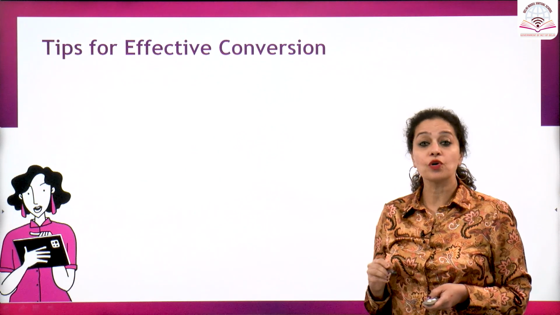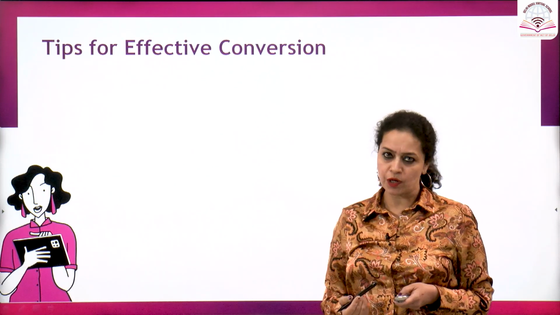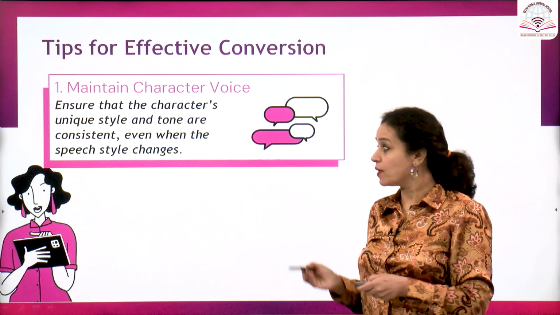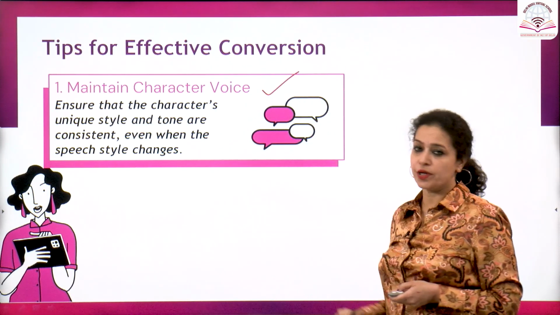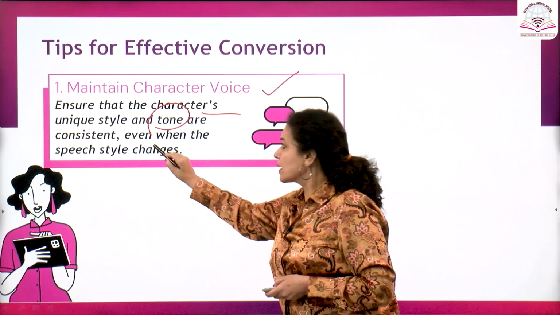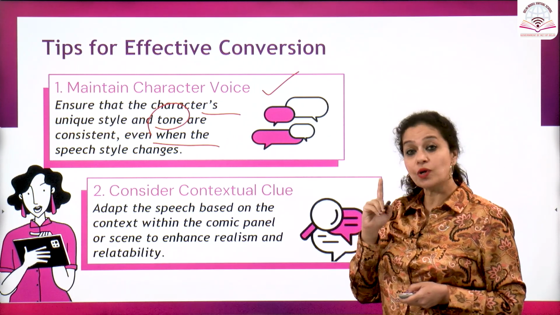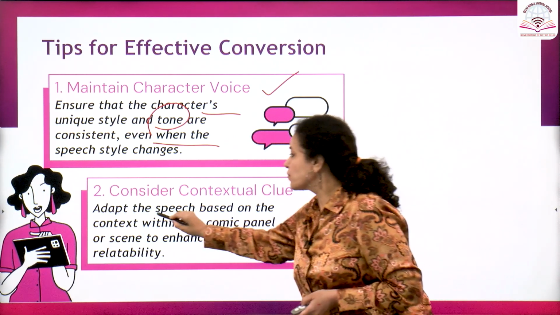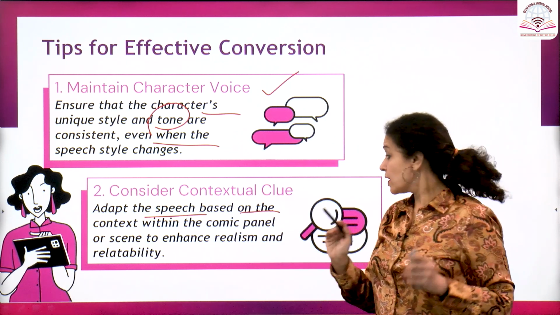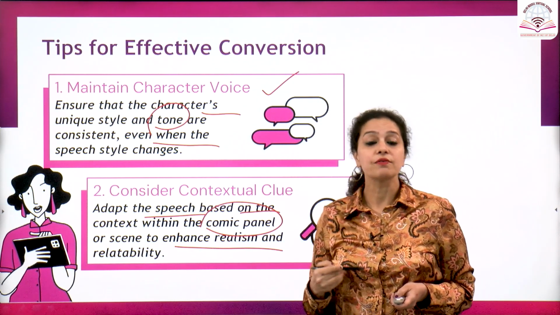Now finally, when we're talking about converting these types of speech, let's have a look at some tips for conversion. First of all, whenever we are converting one type of speech to another, we have to maintain the character's voice. We have to ensure that the character's unique style as well as the tone are consistent even when the speech style changes. Secondly, we have to consider the contextual clues. We have to adapt the speech, be it direct or indirect speech, based on the context within the comic panel, even the scene, to enhance realism and relatability.